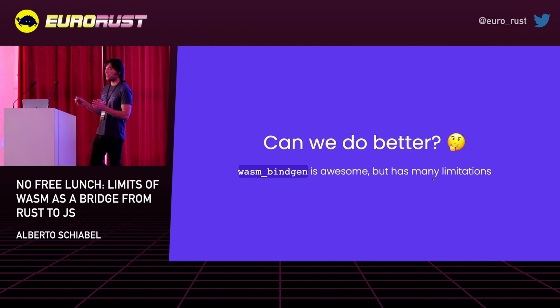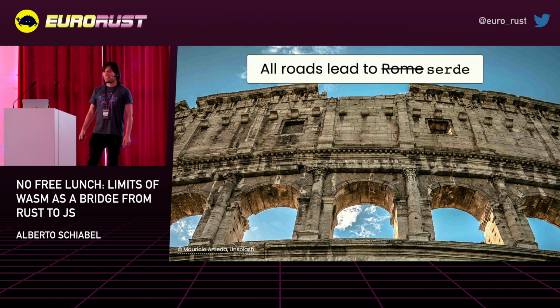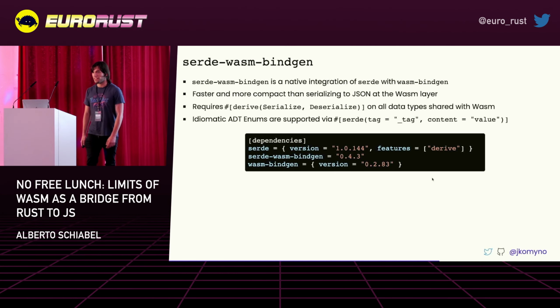We see that wasm-bindgen is a pretty useful tool. I love it. But when it comes to, for instance, type safety or expressiveness, sharing expressive data structures from Rust to JavaScript, it has some limitations. And like the Romans said, all roads lead to Serde. Serde is the de facto tool for serializing things, right?